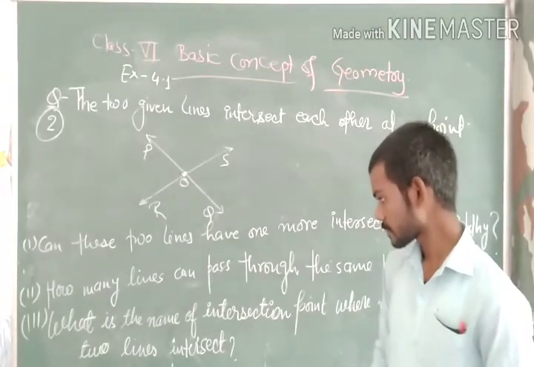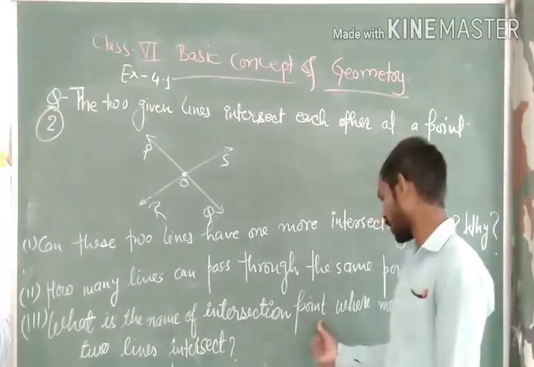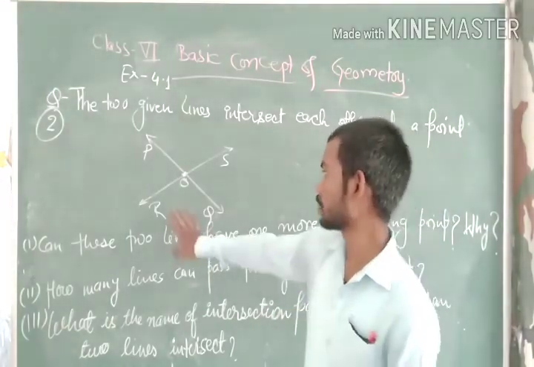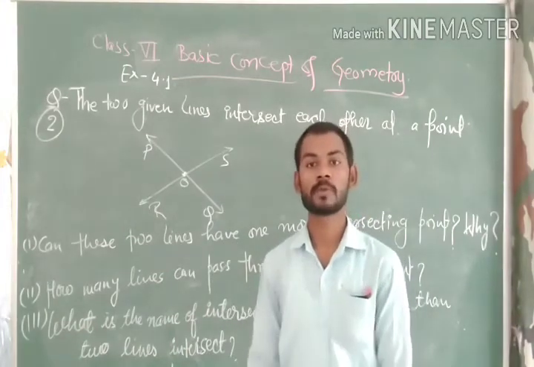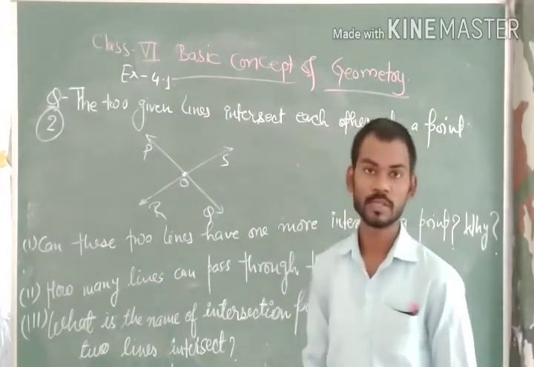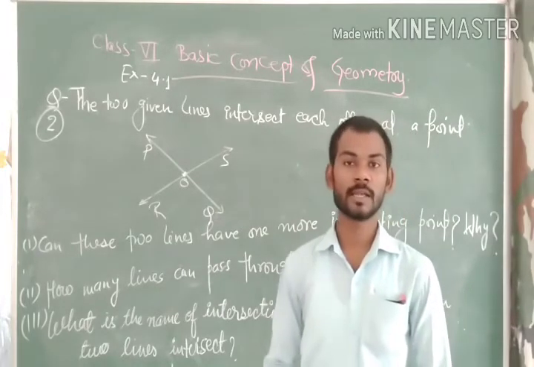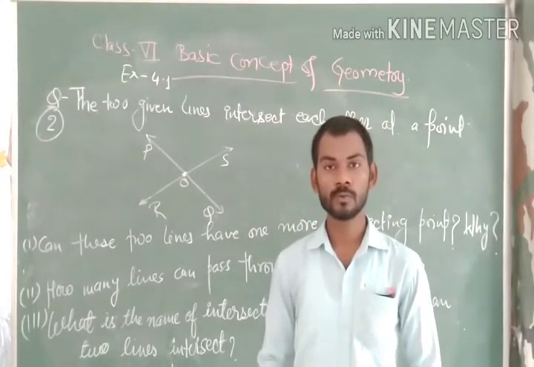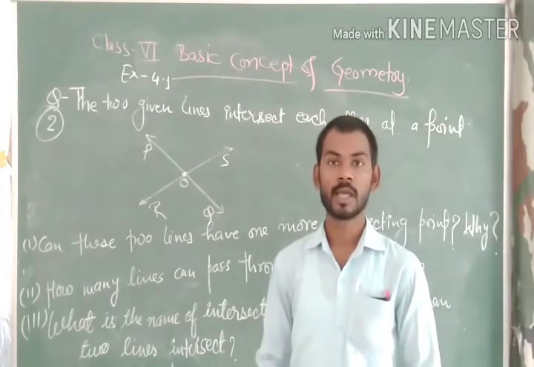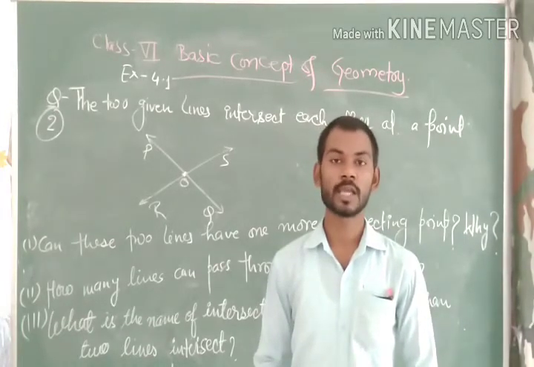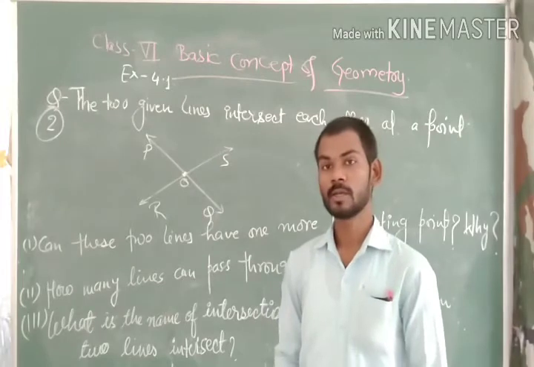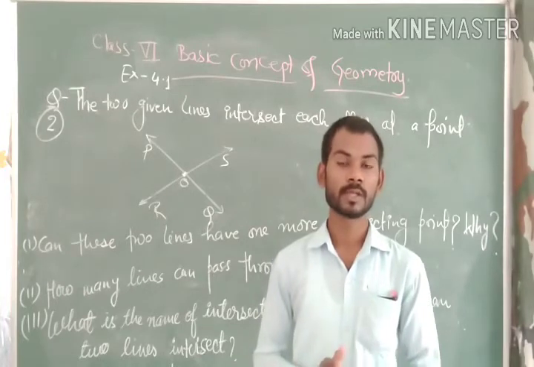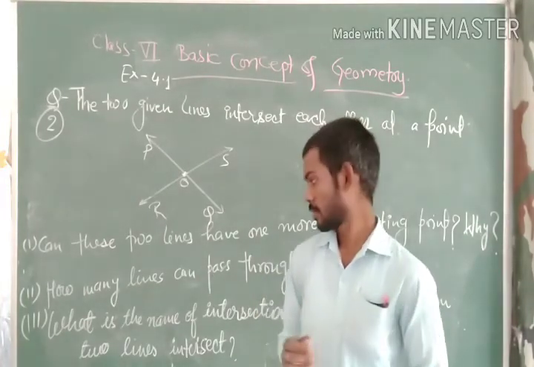The last question. What is the name of the intersection point where more than two lines intersect? As we know that when two lines have a common point, then these two lines are known as intersecting lines. And if more than two lines intersect at the same point, then they do not remain intersecting lines. Now they become known by a new name, that is concurrent lines.